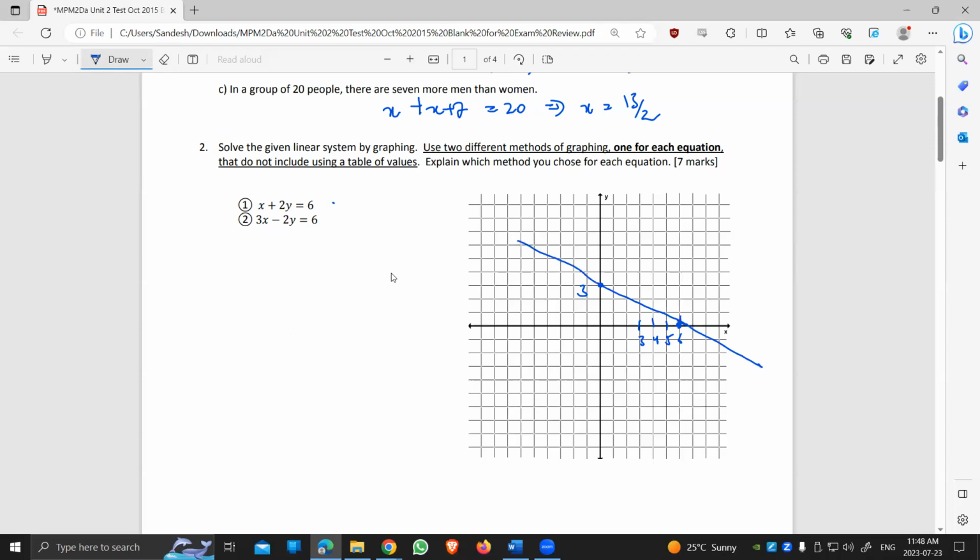Same thing with the other one. The x-intercept for the second equation is going to be 2. The y-intercept is going to be negative 3, right? And wherever they meet, again, this is a rough sketch, looks like they meet right there at (3, 2). And that's how you do this question, okay? You can either do it using the slope-intercept, or you can find the x and y intercepts.